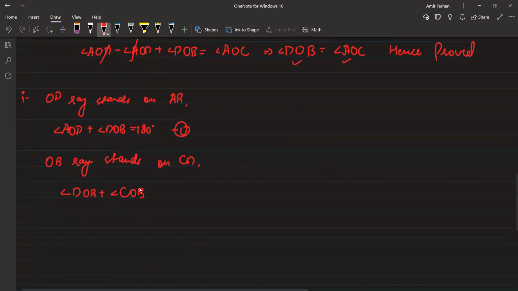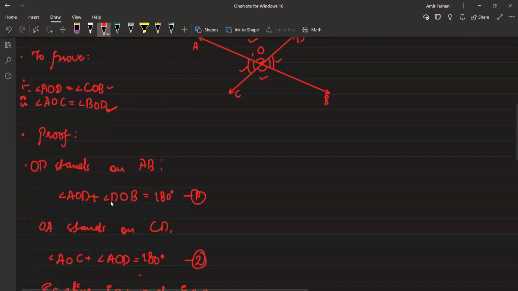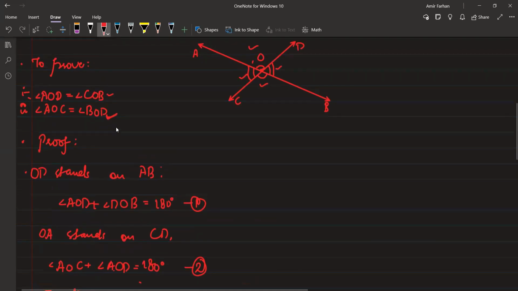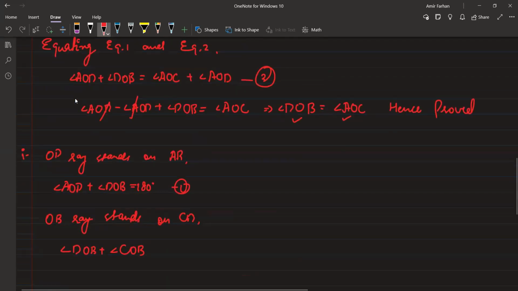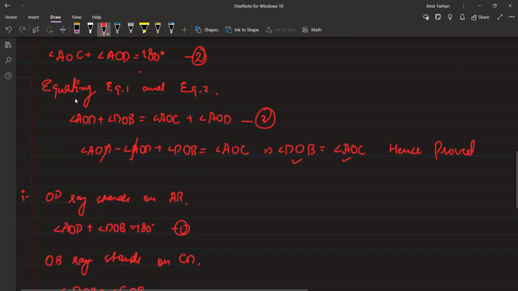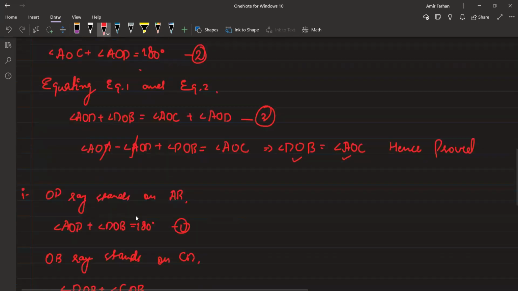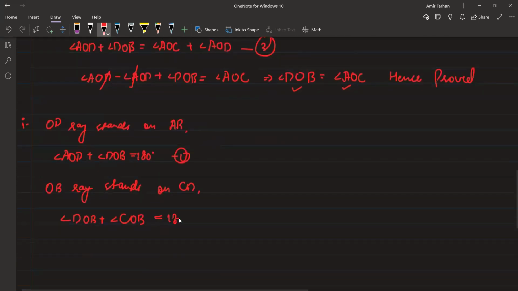If the question is saying COB, please don't change the name if the question is using the same kind of name. You don't have to change it. If the question has given some name to the angle, you should follow the same name and write down the same name while solving the question. Clear, everybody? So this is also equal to 180?